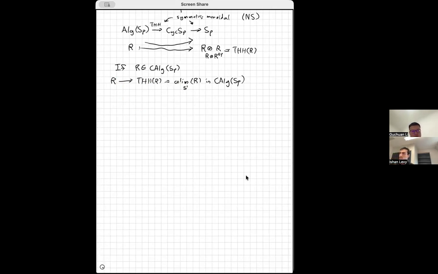Namely, you can do the following. There's this natural transformation in spectra, a natural transformation from the identity functor. For any spectrum X, you get a natural map from X to the tensor power X^{⊗p}, and then you take the Tate construction with respect to the cyclic group that permutes the different factors. This map is called the Tate diagonal. This is just some natural map that you have for every spectrum, and it's a lax symmetric monoidal functor.